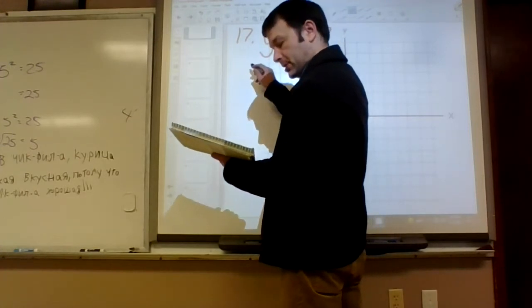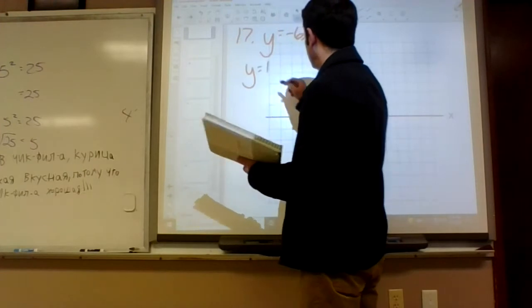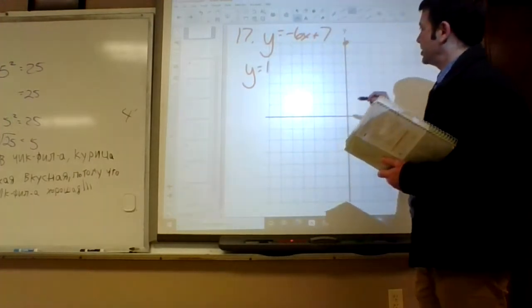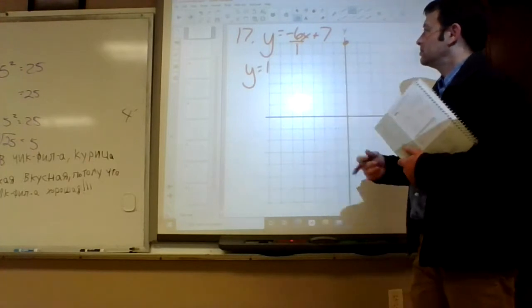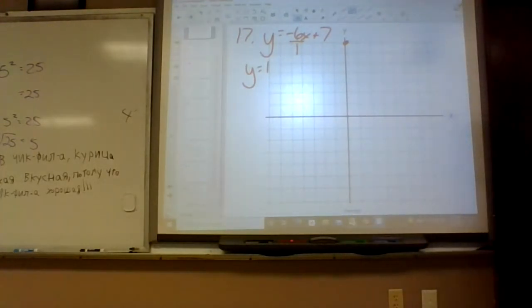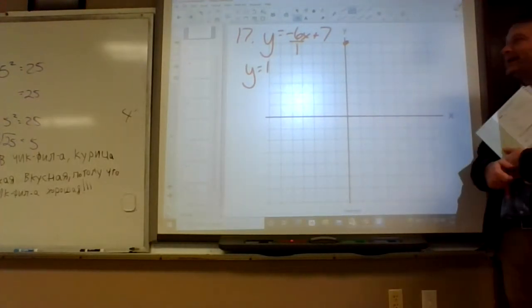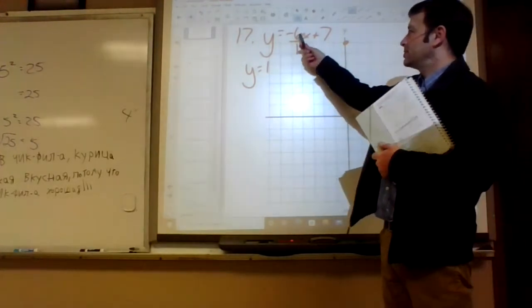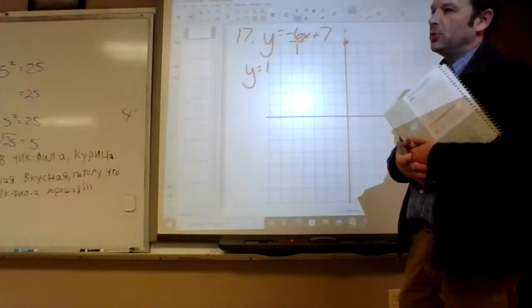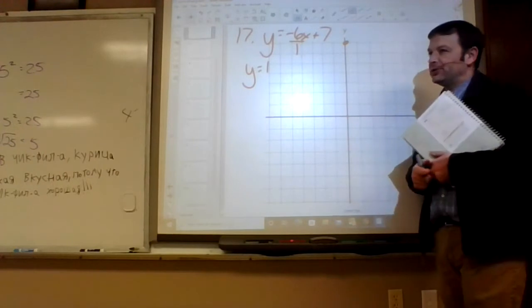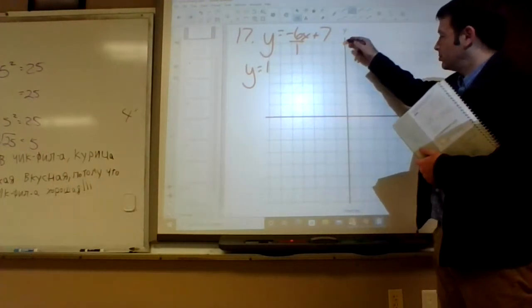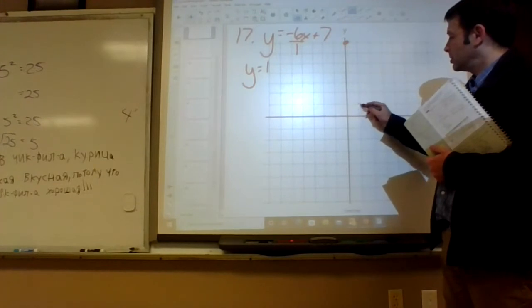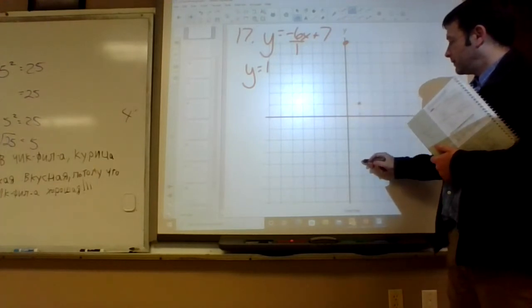Let's see, the other one says y equals 1. Okay, so I'm going to start up at 7. Where am I going to go from there? Negative 6 over 1. I'm going to rise negative 6 and run 1. So in other words, I'm going to go down 6 and right 1. So 1, 2, 3, 4, 5, 6, 1.